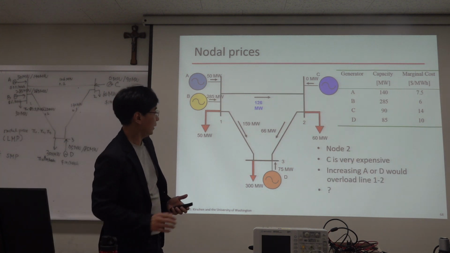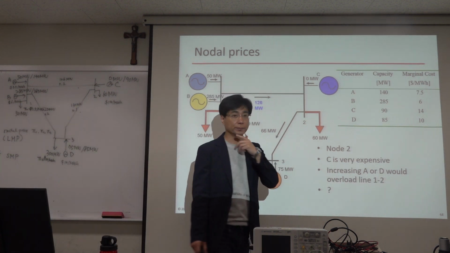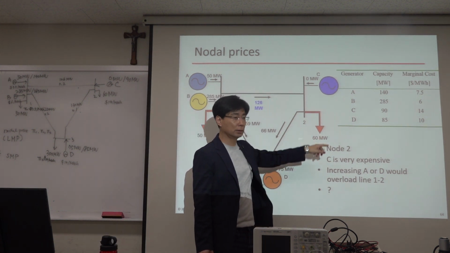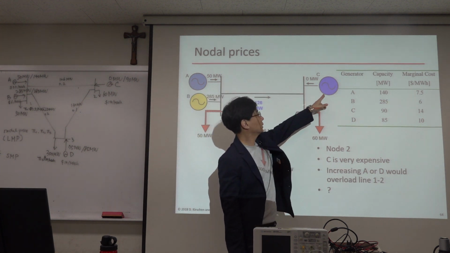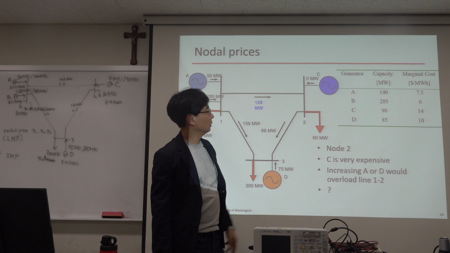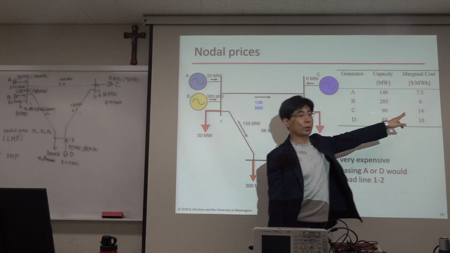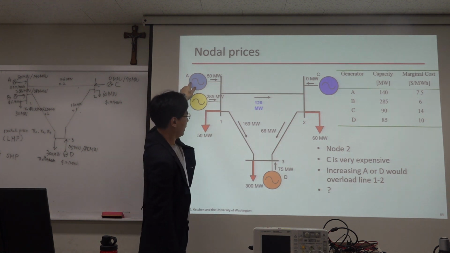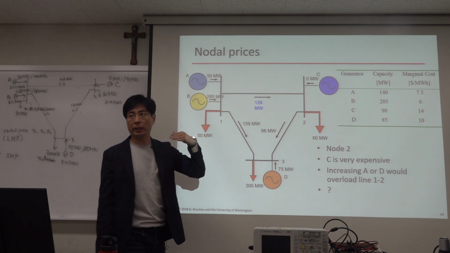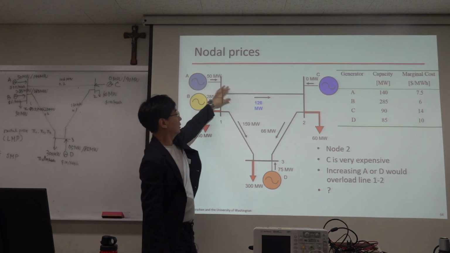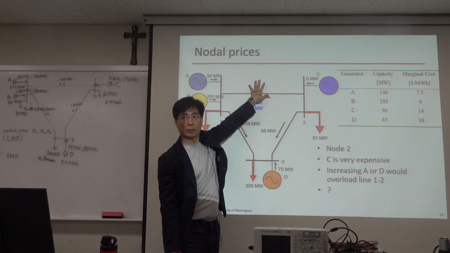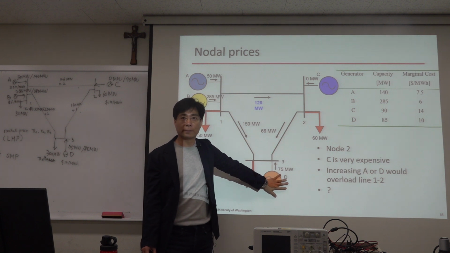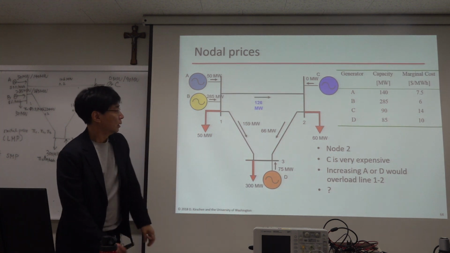Okay, easy things, but let's think about node 2. When you increase load by 1 megawatt here, you may think I can increase the generation of C, but this is the most expensive one. So rather than increasing the power of generator C, you can think of using either A or D, because they are not at their maximum yet. But increasing the power here will violate the maximum power flow constraint here. So decrease this and increase that. There can be a solution, right?